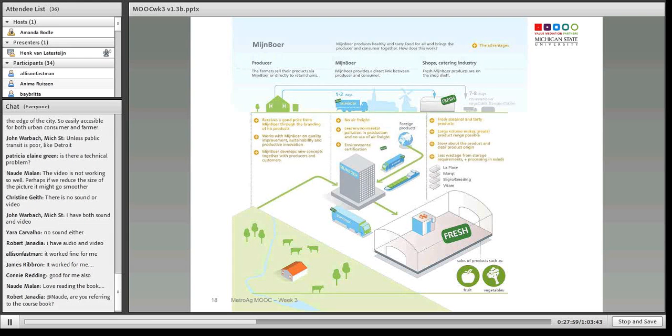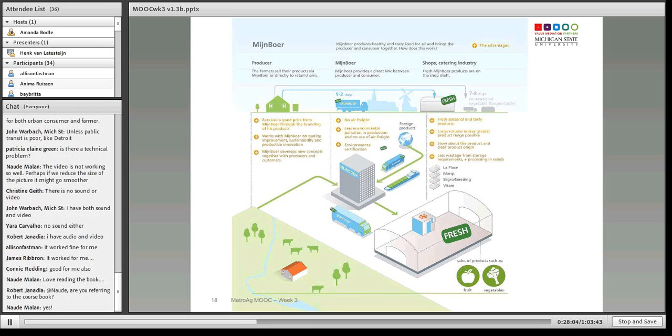Well, in Mijn Boer you see that the producer in this new chain arrangement is really what you might call respected, and there is a price paid for the extra effort that he or she puts in the quality or traceability or visibility of the product.